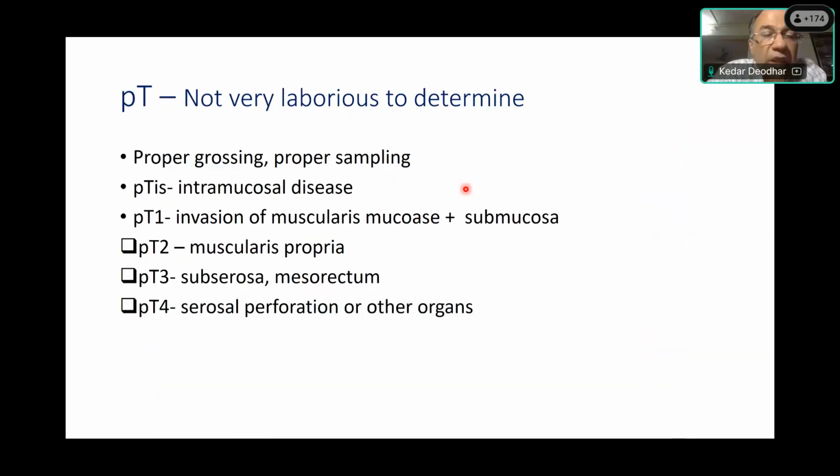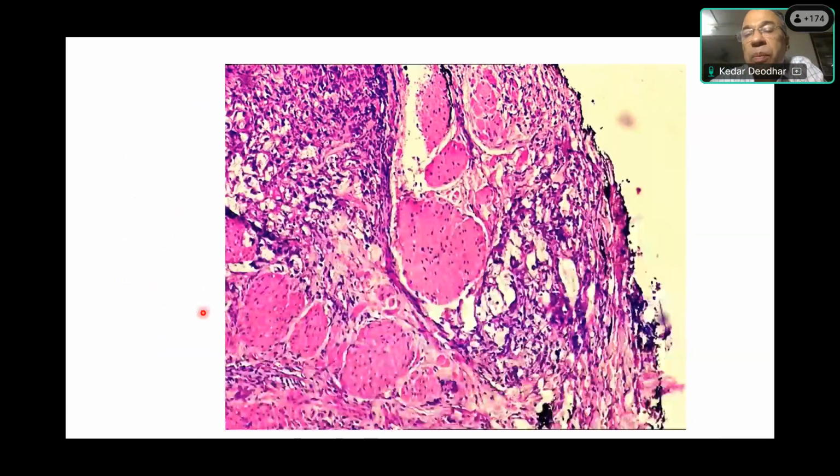So we know these T1, T2, T3, and T4 definitions. These are available in our datasets. pT3 is subserosa or mesorectum, pT2 is muscularis propria, and pT4 is either serosal involvement or serosal perforation. This is usually in the upper rectum or sigmoid colon. This is an example of the ascending colon, anterior aspect. So this tumor is going onto the serosa, not exactly, but very close to the serosal aspect.